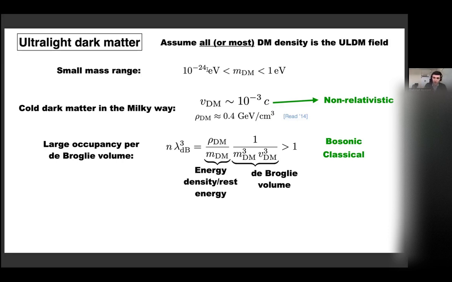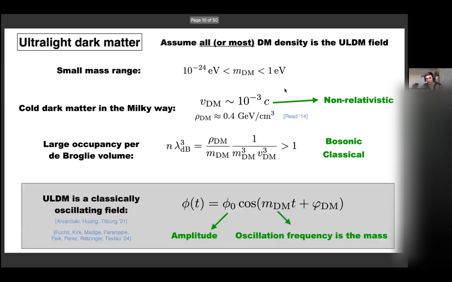This means that wave functions would overlap and that this has to be bosonic. But it also means that it's a very good approximation to consider this as a classical field. So essentially, ultralight dark matter can be taken, for our experiments in the Milky Way and on Earth, as a classically oscillating field. Essentially, this is a very good approximation. So I call it phi, some scalar field with a time dependence, and it has an amplitude and some oscillation frequency, which is essentially proportional to the mass. Here, ULDM is ultralight dark matter, and for the rest of the talk as well. Very good.